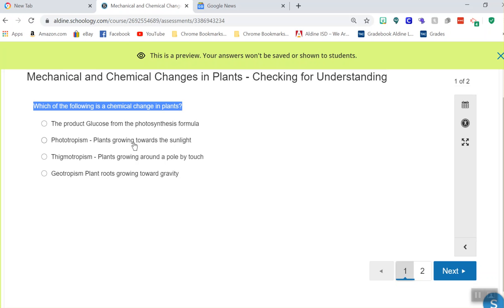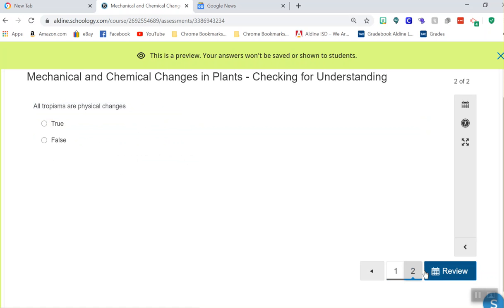Phototropism is plants growing towards the light. That has nothing to do with chemical changes. Thigmotropism is plants growing around a pole by touch. Again, that's nothing about chemical changes. These 2 topics are unrelated, and geotropism is unrelated. These are all our plant stimuli examples, and this is a chemical change indeed. So our answer is going to be the chemical change in plants is the product glucose from the photosynthesis formula.